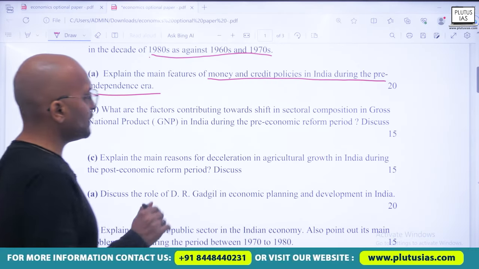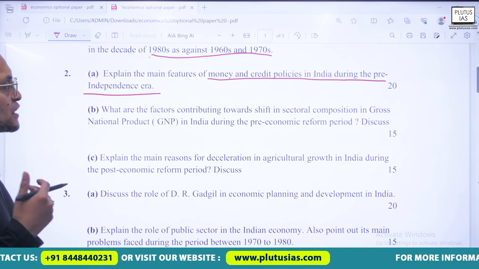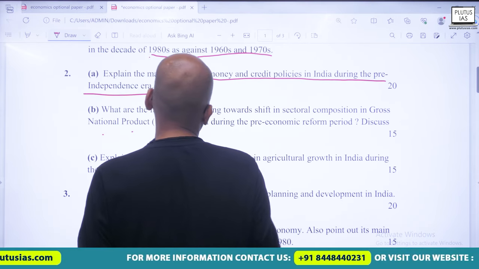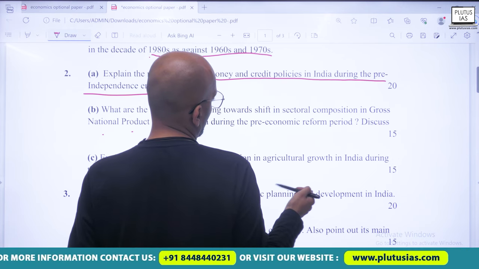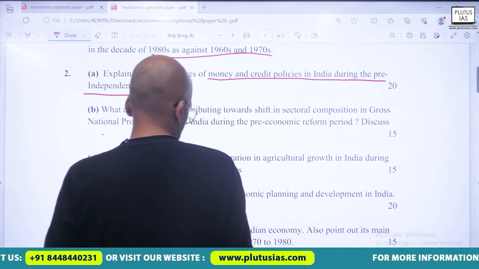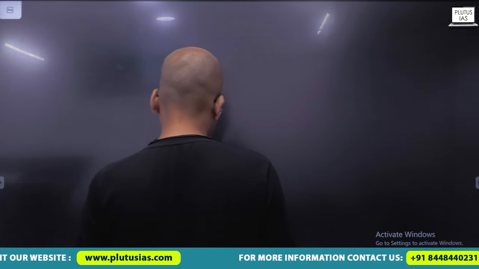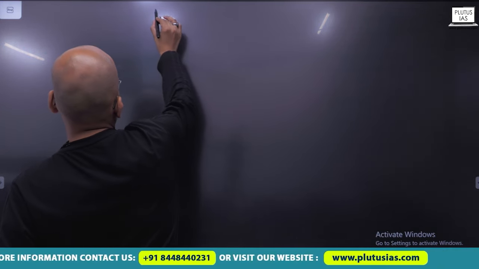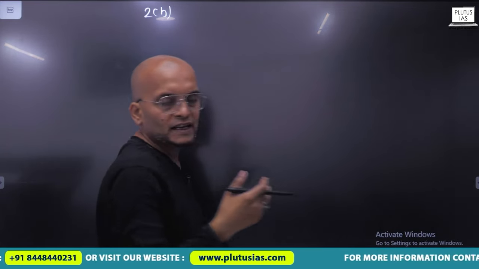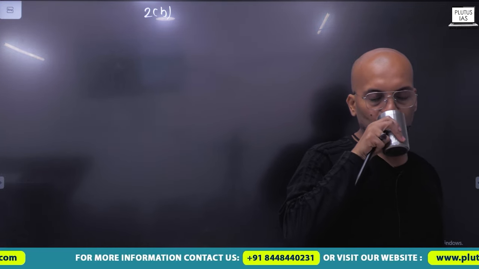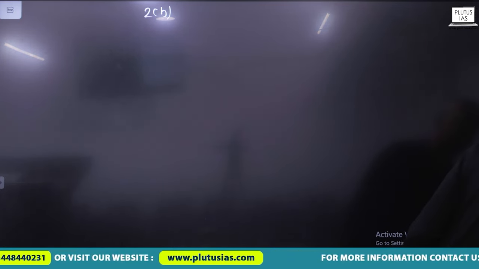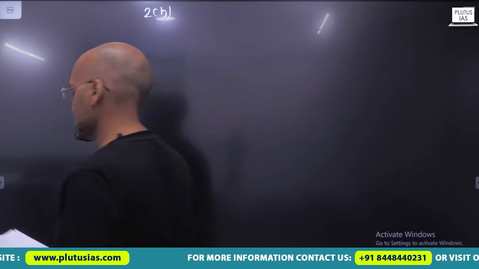B is, what are the factors contributing towards the shift in sectoral composition in gross national product, that is GNP, in India during the pre-economic reform period? And we have to discuss it. Okay. So I'm writing the points that were required. Several aspects are there. I'm just writing the aspects, and you could explain these aspects and you will get good marks. Just a minute.